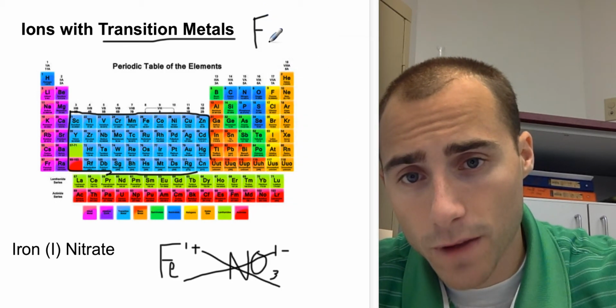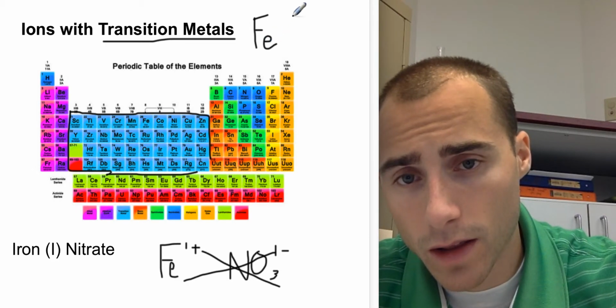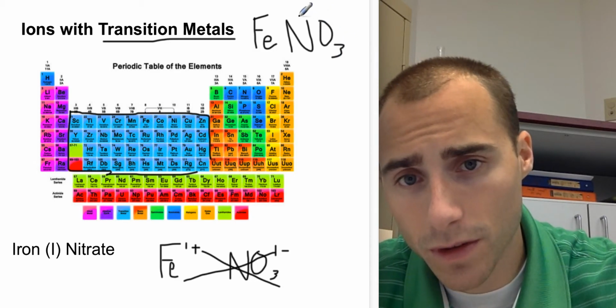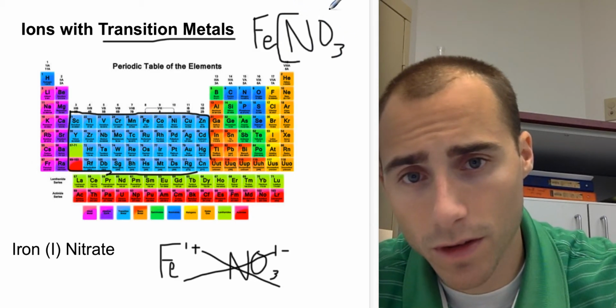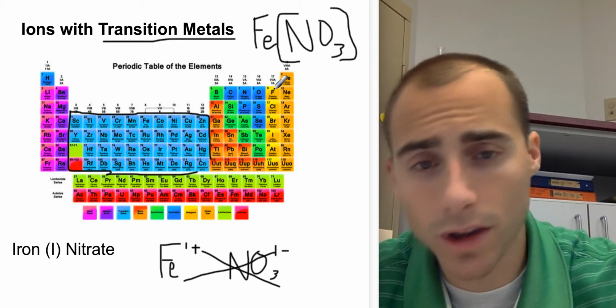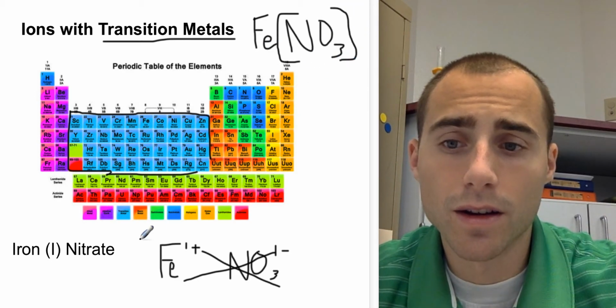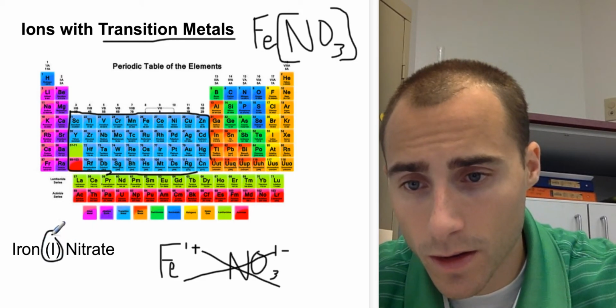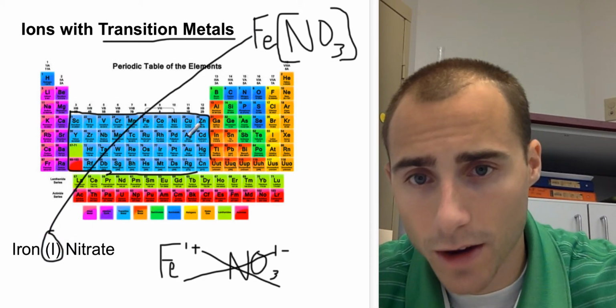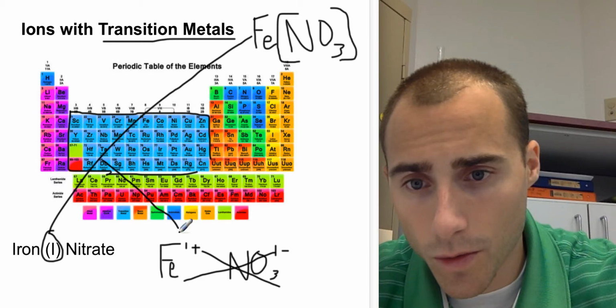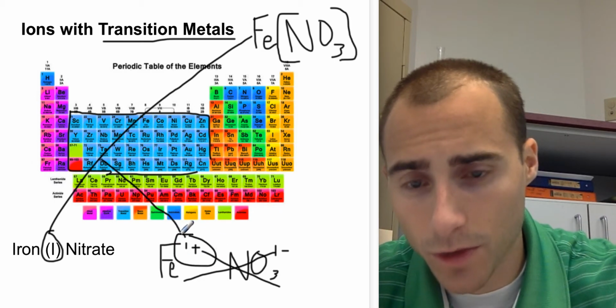So it would be Fe and then NO3. You could put parentheses around this if you want, because we talked about parentheses a lot, just to show that that's all together. So you have iron nitrate, and this 1 is what told you the charge of this iron would be 1 plus. That's what transition metals do.